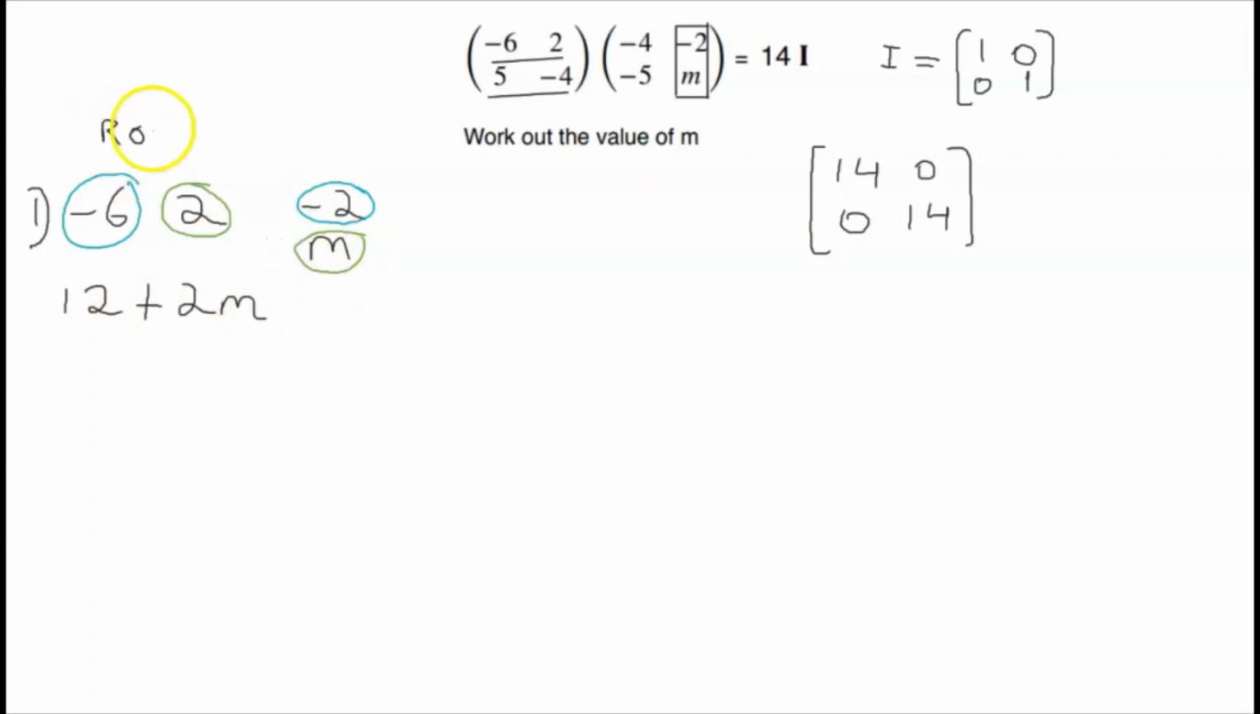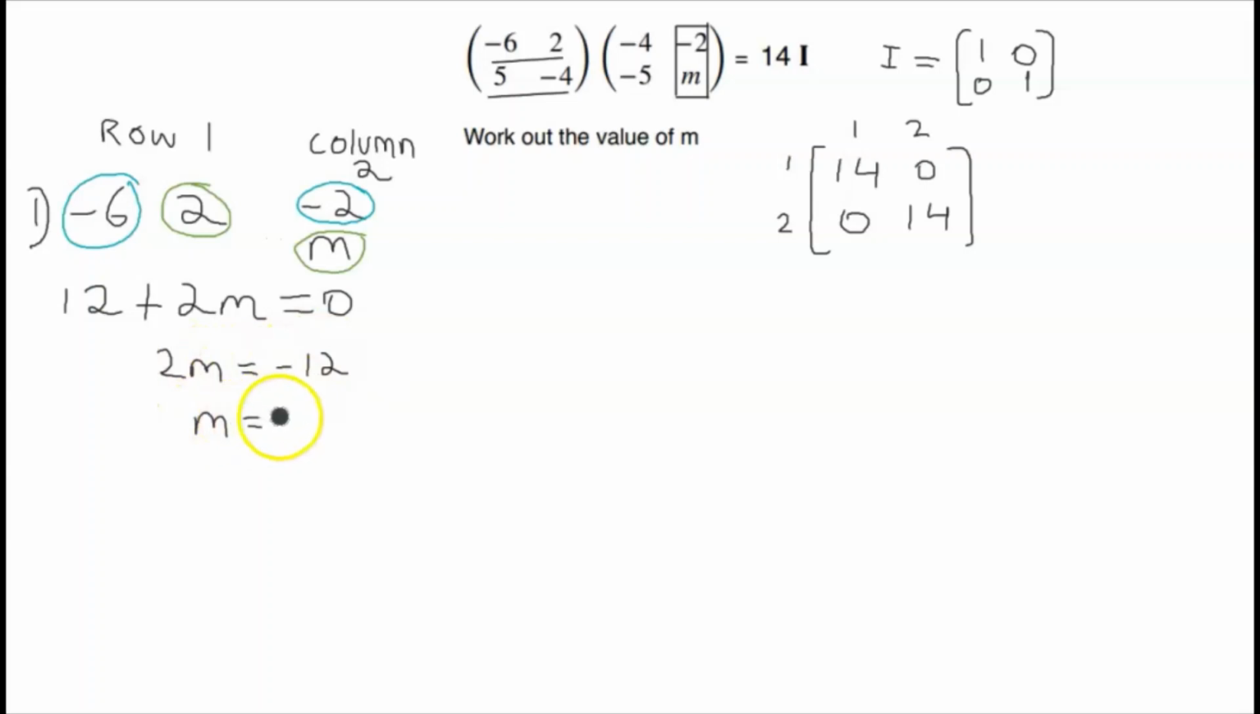this is the first row and this is the second column, column 2, and therefore the corresponding one in this matrix would be, well, row 1 and then column 2, so it would be 0. So this would be equal to 0, and therefore 2m would equal -12 and m would equal -6.